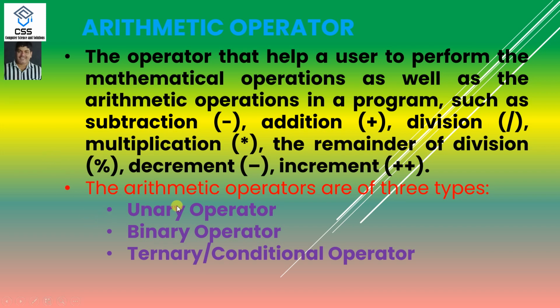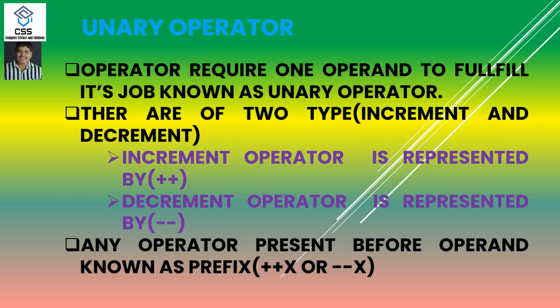Operators are of three types: unary operator, binary operator, and ternary operator. In brief, the operator that requires one operand only is known as your unary operator. The operator that requires two operands is known as a binary operator. The operator that requires three operands is known as your ternary operator. First, we have to discuss the unary operator.